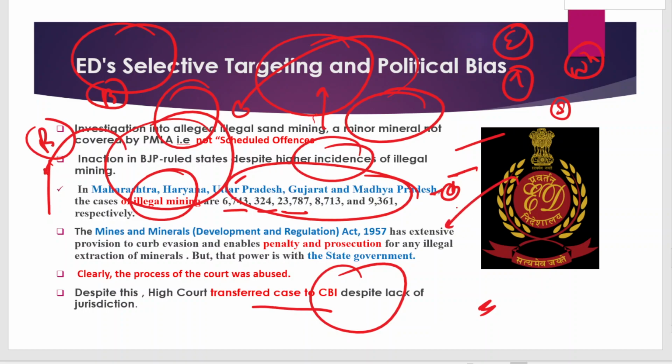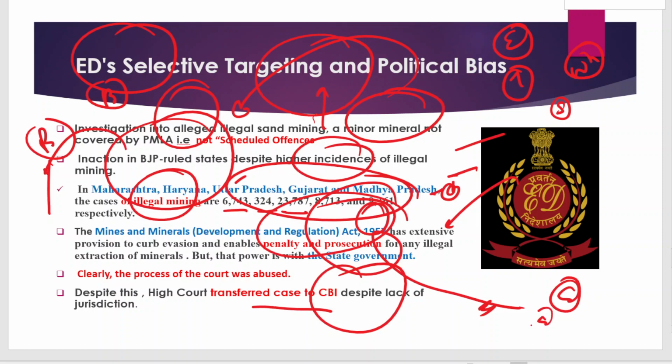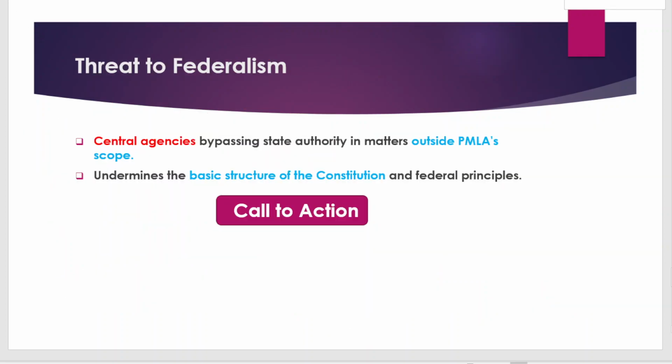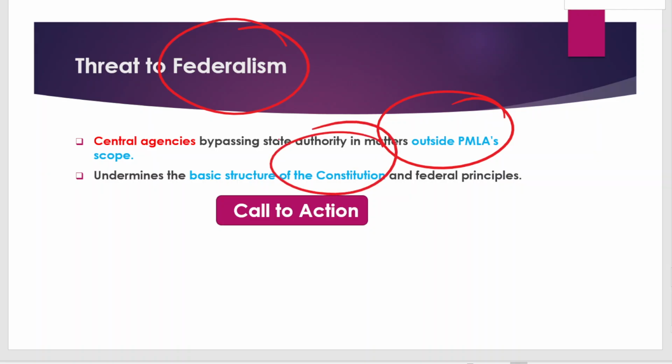Here the offense related to illegal sand mining should be dealt with under the Mines and Minerals Act 1957, because it has provisions on how we can curb the evasion, and also a provision of penalty and prosecution. But this power of penalty and prosecution has been given to the state government, and here we are seeing that the central authority is taking such action. So there is a conflict between the center and the state authority. So we can say that there is a challenge, a threat to federalism, and the central agency is bypassing the state authority in matters outside the PMLA scope.